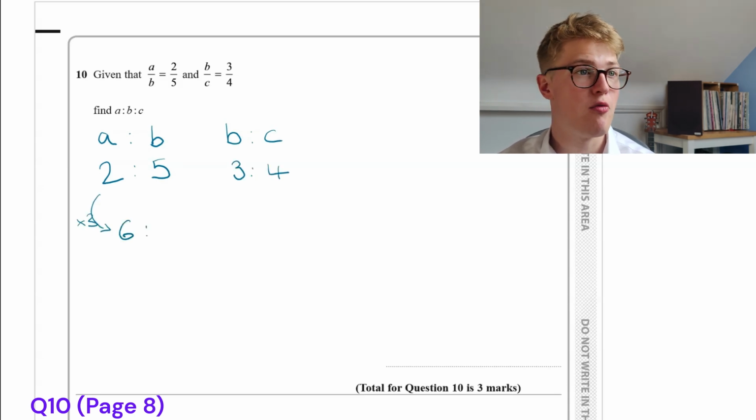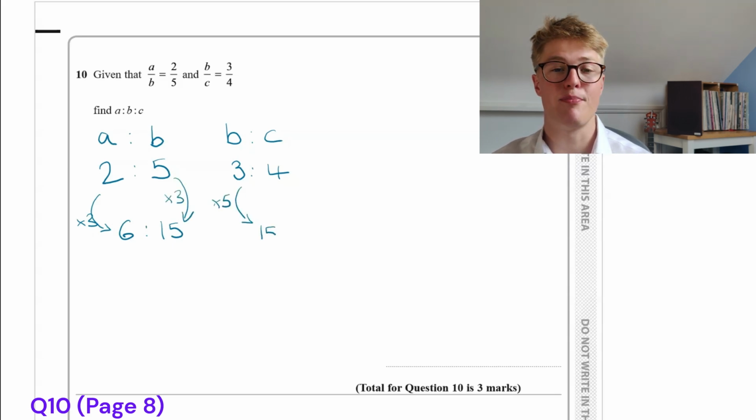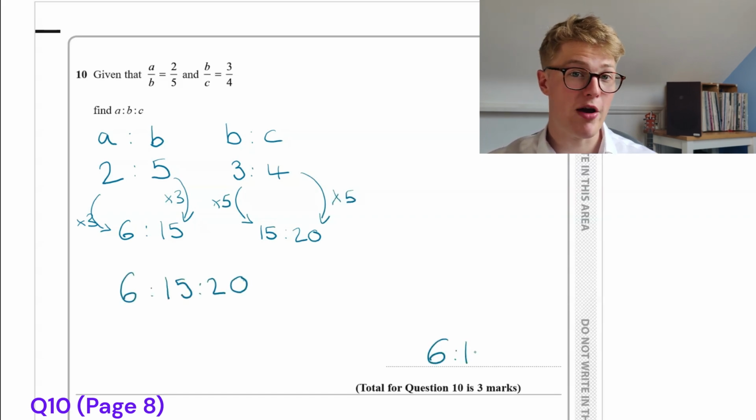So we multiply the A to B ratio by 3, and we end up with 6 to 15, and we multiply the B to C ratio by 5 to get 15 to 20. We do this so that the B term is the same for both. We can then write a full ratio of 6 to 15 to 20, which is our final answer.